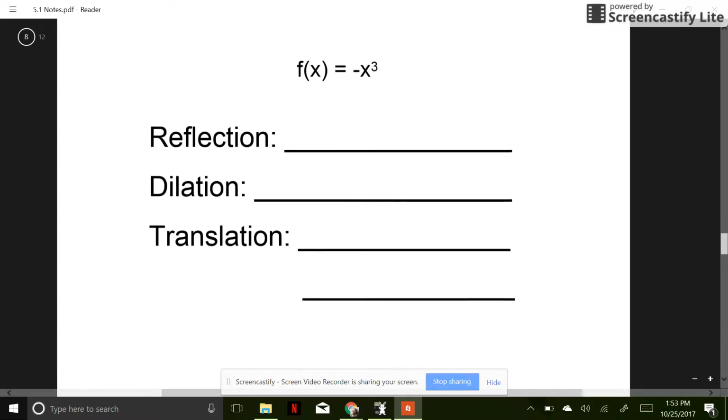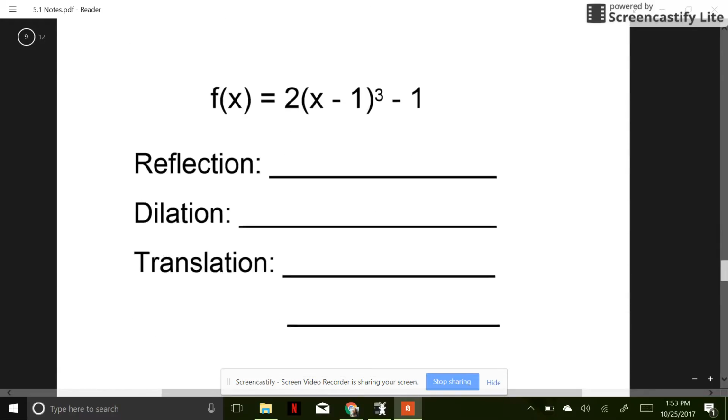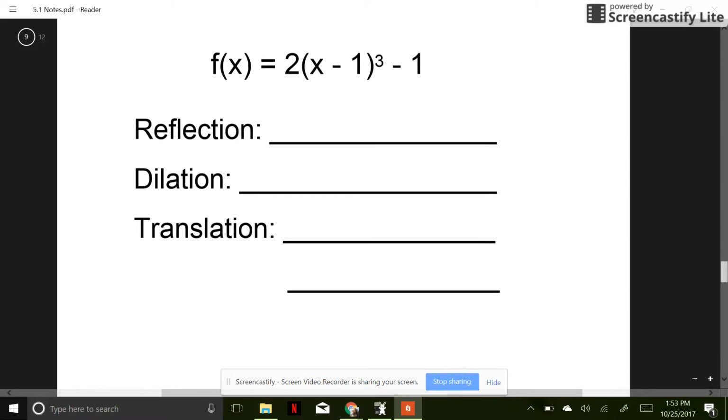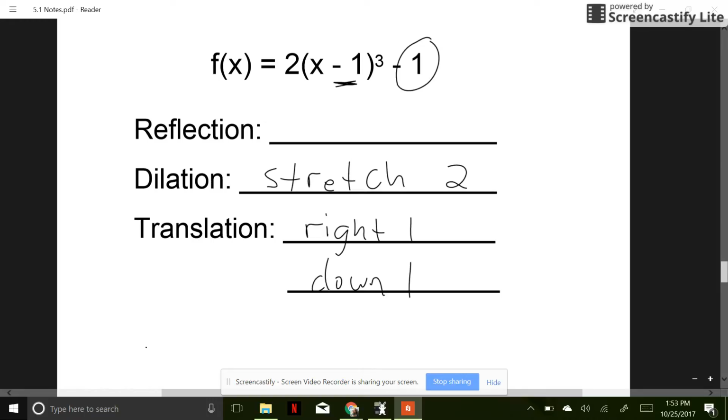So just analyzing our equations here. We just have f of x equals negative x cubed. This one just has that x-axis reflection when we multiply by that negative value. This one, we don't have a reflection because we're not multiplying by a negative. We do have a dilation. We're multiplying by 2. So that means we're stretching by a factor of 2. That's a vertical stretch. Translation, inside the function affects the x's and it's backwards in our head. We're going to move to the right 1. Outside the function is telling us the vertical movement. We'll move down 1.